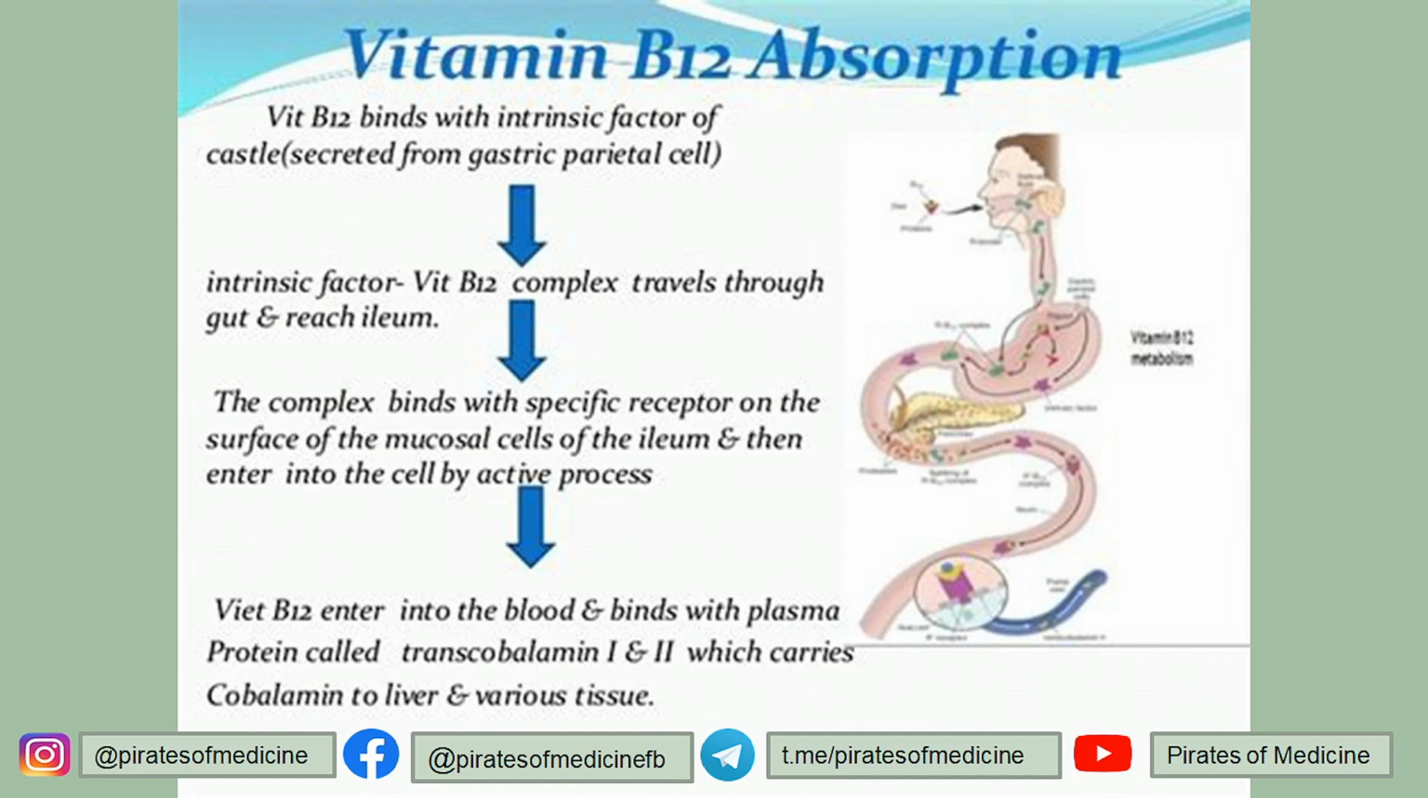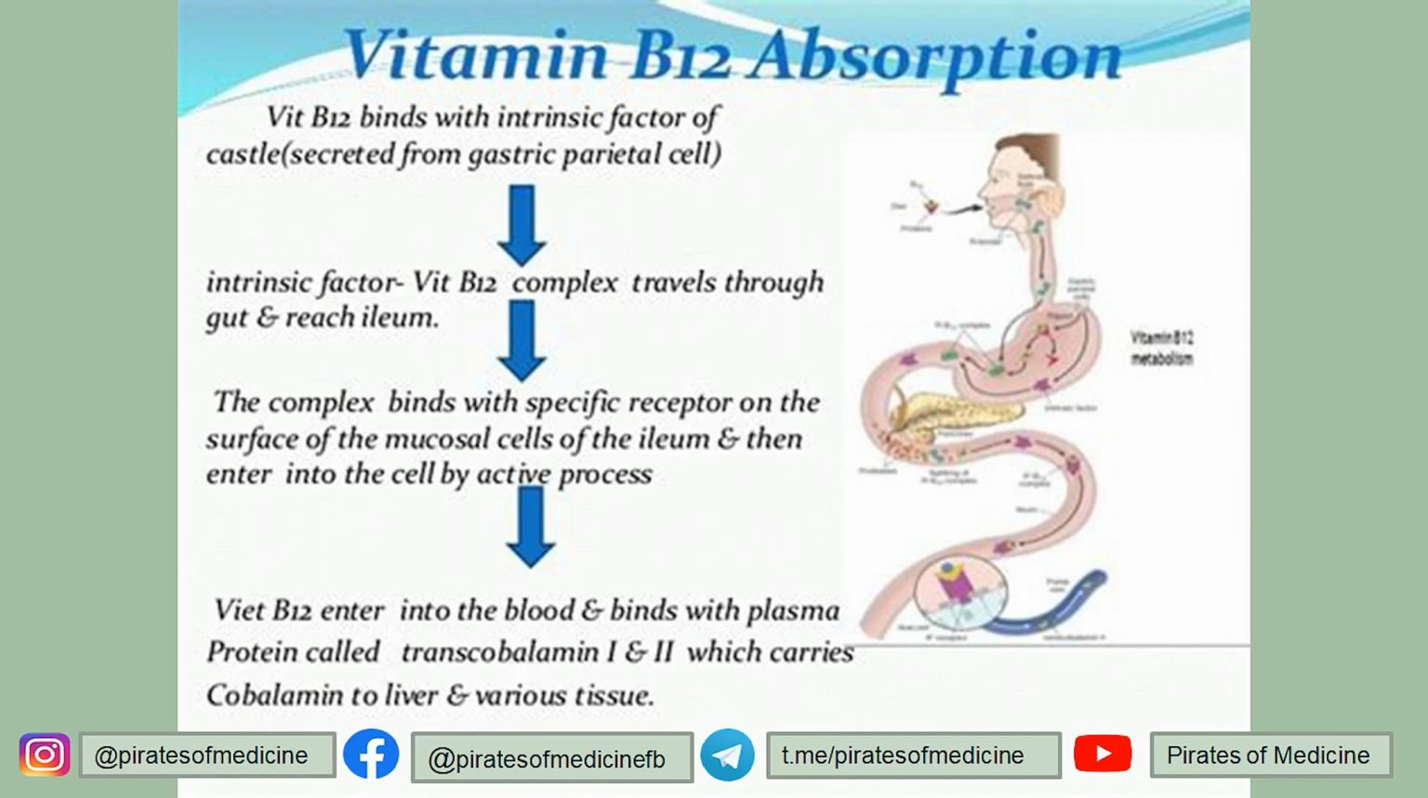So this intrinsic factor and vitamin B12 complex travels to the ileum and binds to the surface of the ileum's mucosa and goes into the cell with the help of an active process. So ATP is being used here. This is how vitamin B12 enters into the blood and binds to a plasma protein called transcobalamin, which carries the cobalamin to the liver and various tissues.